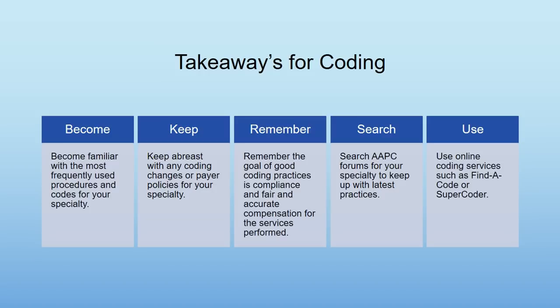I'd recommend searching the AAPC coding forums for your particular specialty, because there's a wealth of information there from people that have already many times encountered the same problems and issues that you have. You can just search AAPC forums and they'll bring you right to it. And I'd recommend using online coding services such as Find a Code or Supercoder. Those have been really valuable for us in finding and solving coding issues quickly, and there's a wealth of information. Any online coding service can provide you that.